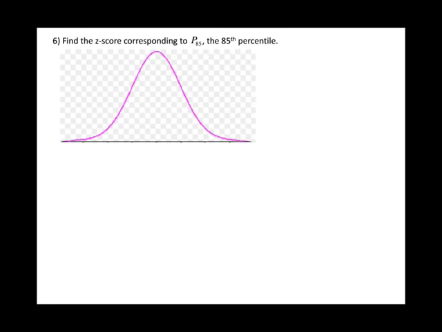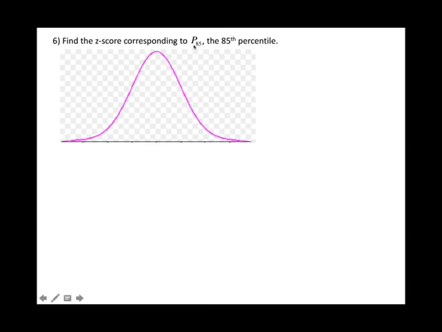Okay, find the z-score corresponding to P85, the 85th percentile. Remember we talked about percentile in chapter 3, right? We say we have the normal distribution, we try to cut it into 100 parts. Each part is about 1%. When we have 1%, this is going to be your P1. If this is a P40, it means this is a 40% area from your left.